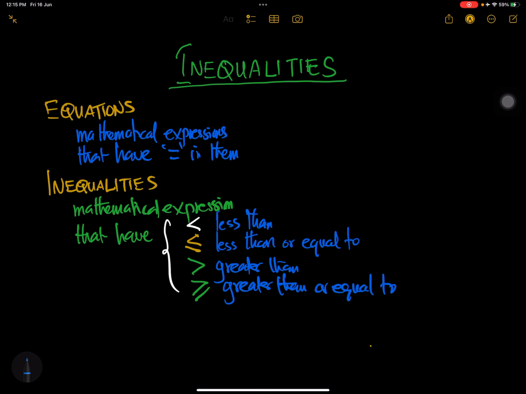So with equations, if you remember, we had things like this. We could have a quadratic equation, like maybe 2x squared minus 3x plus 9, for example, is equal to 0. We only see this sign there, equal to. Or we could have something like y equals minus 2x minus 3. All we have is this sign in there.